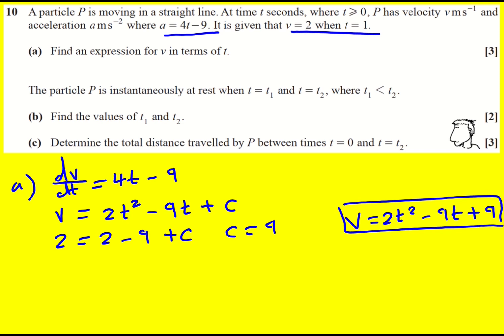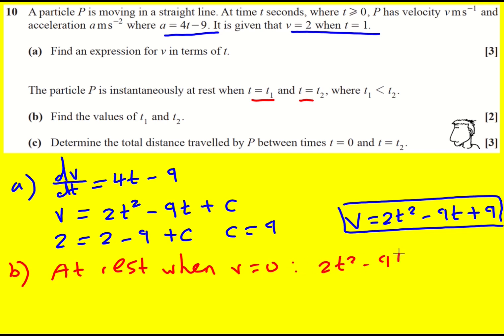The particle is instantaneously at rest at two different times, t1 and t2, where t1 is less than t2. Find these values. So this is going to be when v is 0. So 2t squared minus 9t plus 9 equals 0.